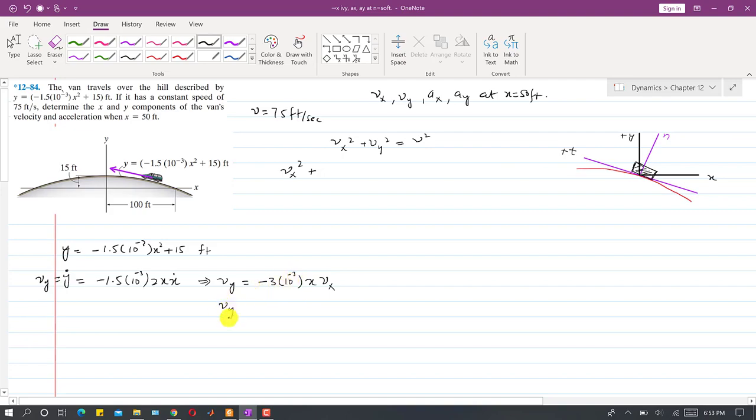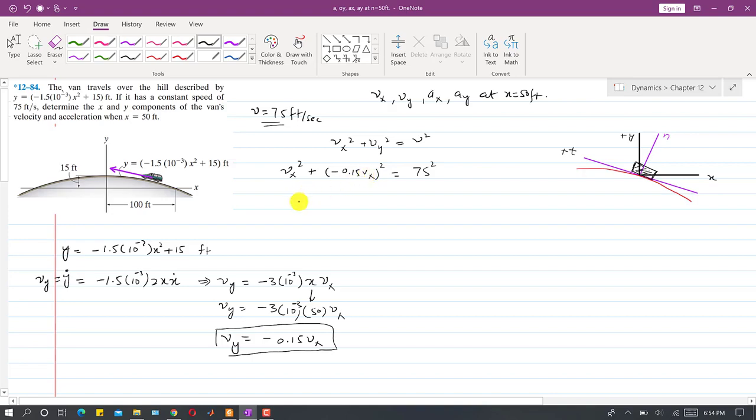So now if I put x is equal to 50 in this equation, that will be the velocity component at x is equal to 50. So this will be minus 3 into 10 raised to the power minus 3, and we put x is equal to 50 feet. So this comes out to be minus 0.15 vx. So vy equals minus 0.15 vx. We can write it here: minus 0.15 vx, the whole square, and this will be equal to v square, and the velocity magnitude is given, that is 75. So this will become 75 square.